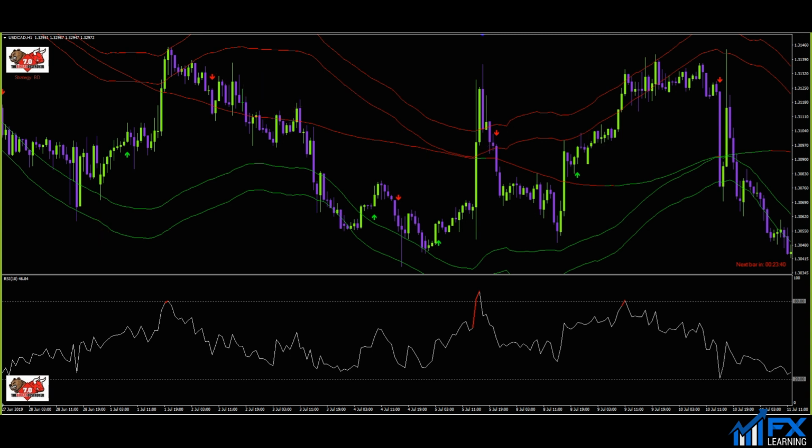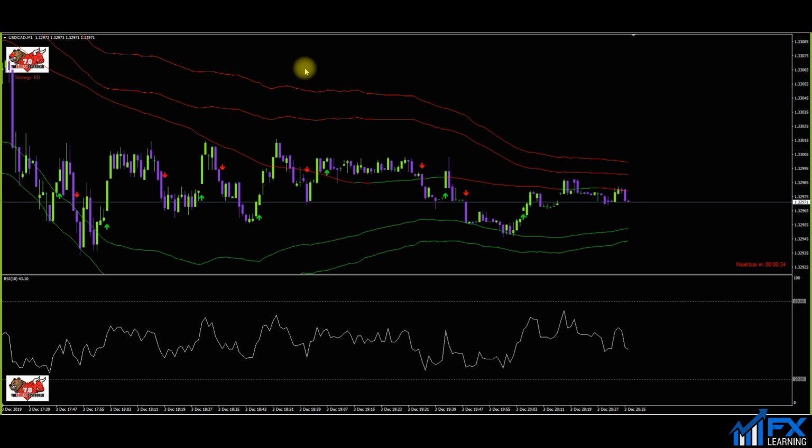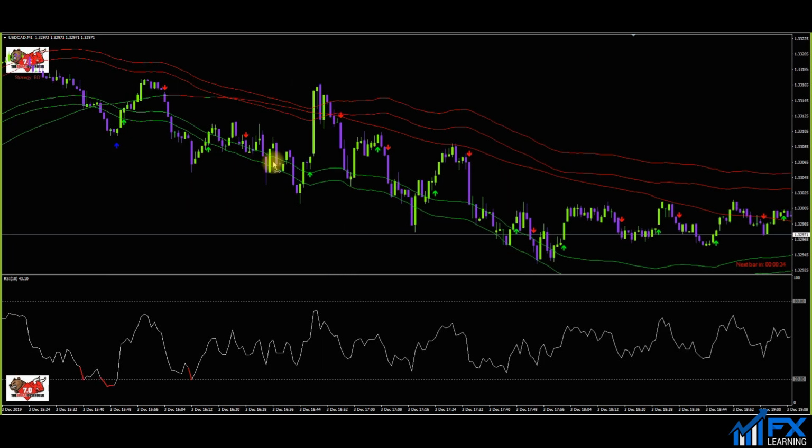Look at it on binary. Look at the 1 minute charts, again using the same combination. Look at that.